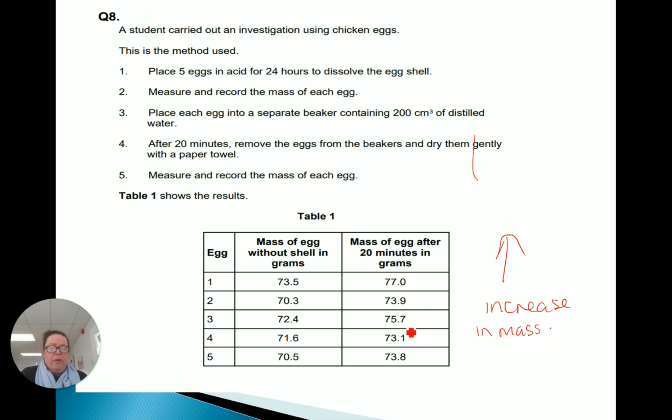Okay, so this one they just put it in water, but it works exactly the same as your potato. So don't be phased if they're removing shells and then either putting them in distilled water or putting them in salt or sugar solutions. It's likely to be osmosis.